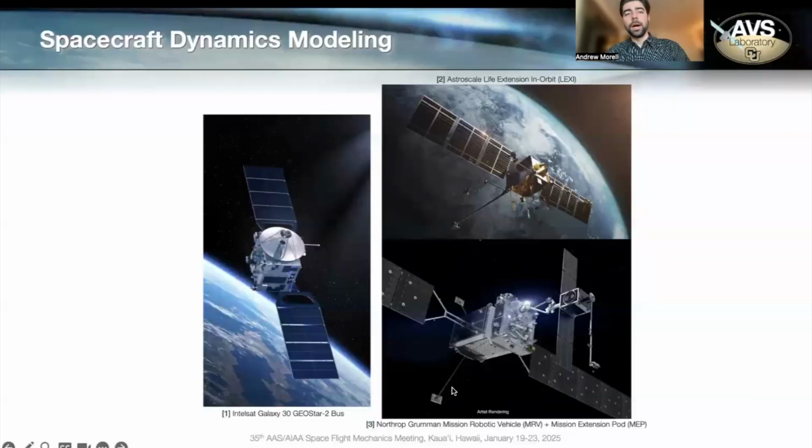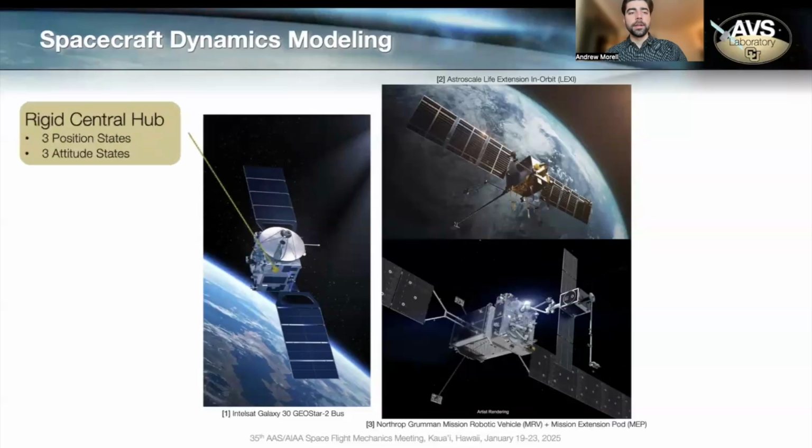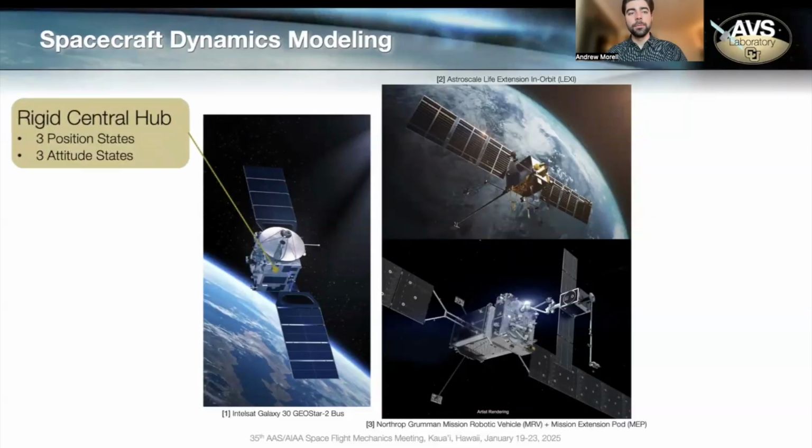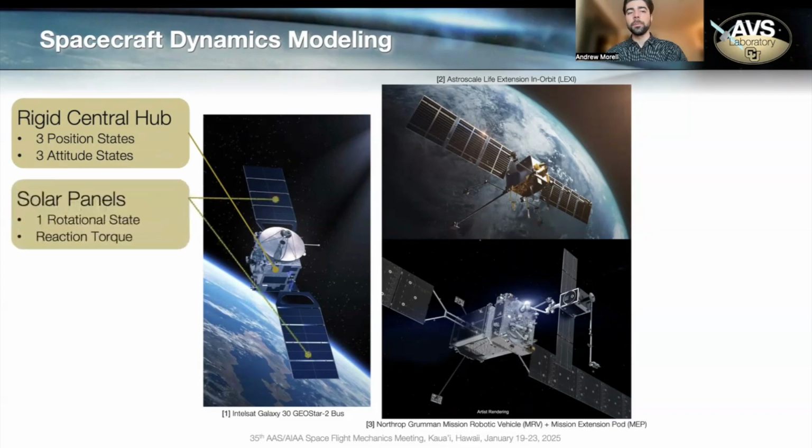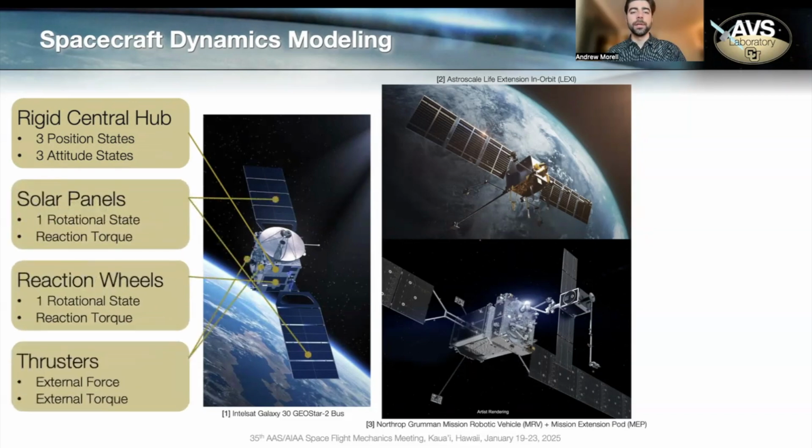First, some motivation on why we're interested in doing this expansion to the back-substitution method: currently the back-substitution method works with a classic spacecraft architecture, which we see on the left here. That is a single rigid central hub with its translational and rotational states, and then some number of components such as solar panels, reaction wheels, and thrusters, all attached directly to the central hub, or in other words, what we would refer to as being attached in parallel to this central hub.